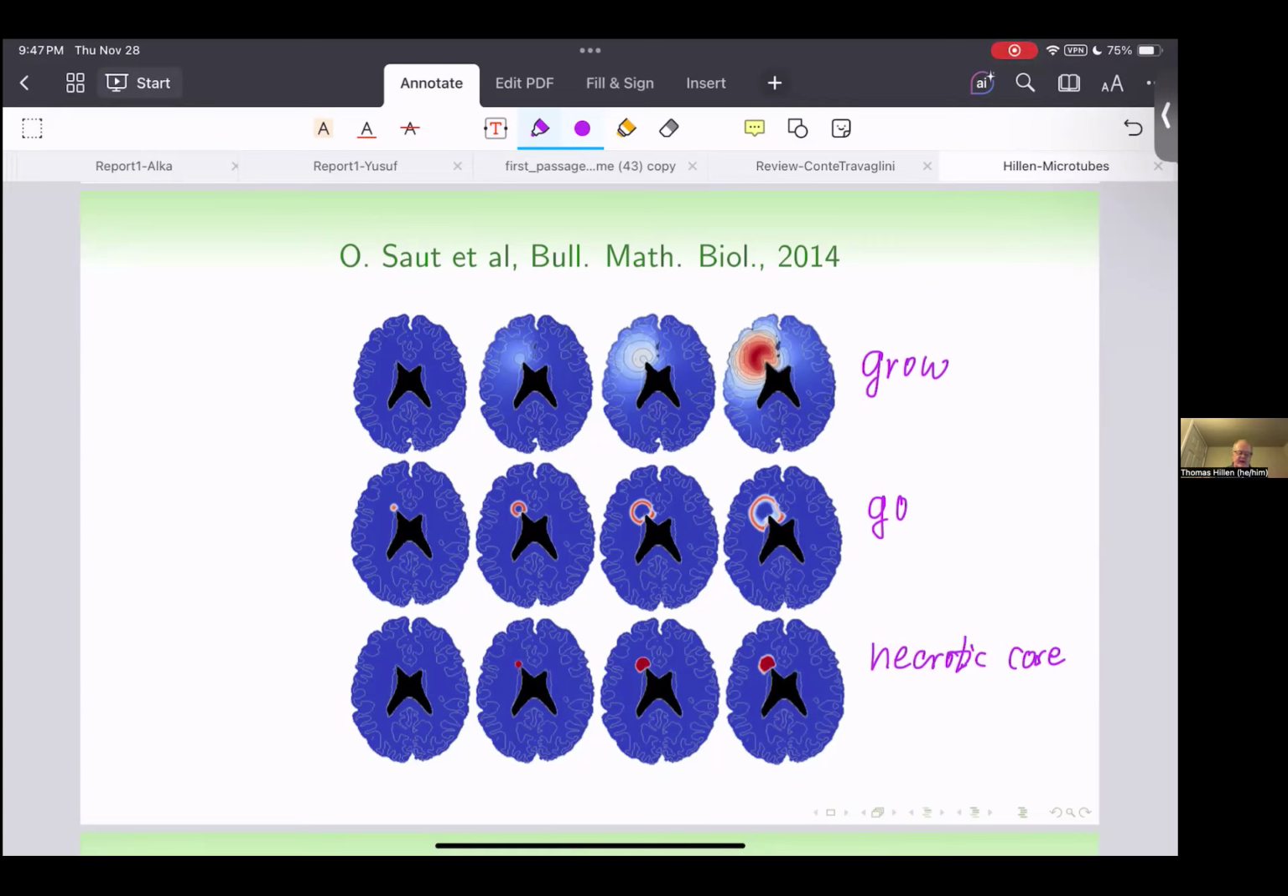And this is actually a healthy person and not a patient. So they scanned a healthy person, maybe even Olivier Sort himself, and numerically implanted a cancer. But this was never a real patient. It was just an example.